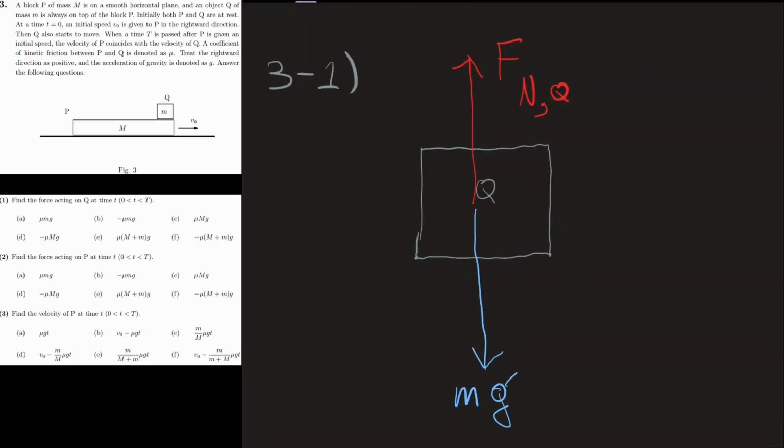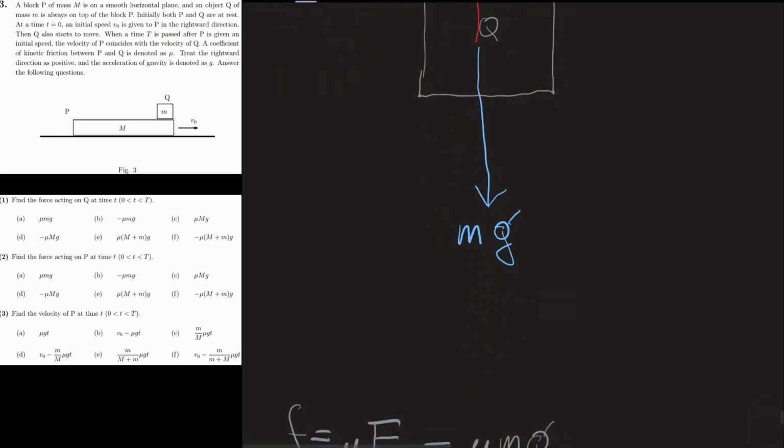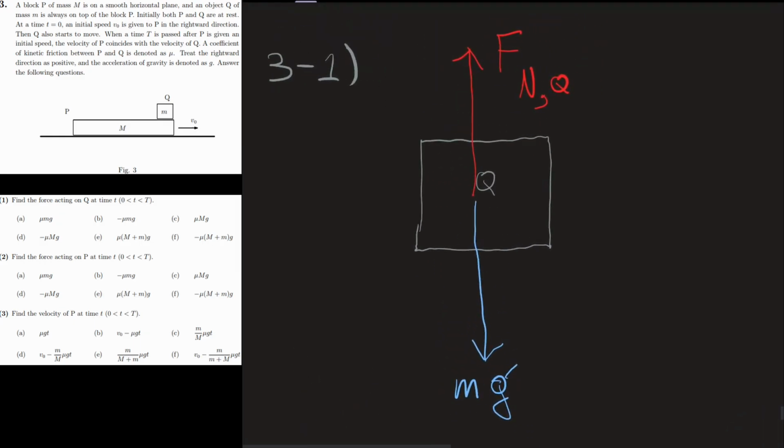So now I can start part one, which says find the force acting on Q at time t between 0 and big T. So to start, I recommend drawing a force diagram. So we have this block Q right here. It has a gravitational force of small mg that points downwards. And then it has a normal force, F sub n comma Q, and that is equal and opposite to the gravitational force, since it is on a flat horizontal. There's also a horizontal force on Q caused by the friction between blocks Q and P. Of course, the question is, does that force move to the left or right?